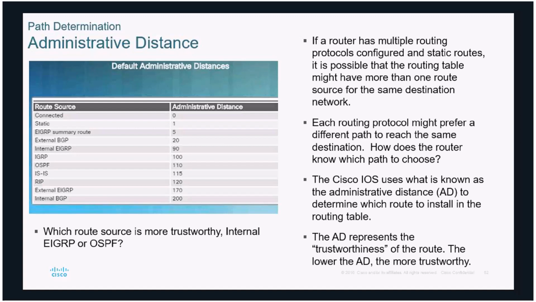OSPF. What comes first, EIGRP or OSPF in the list? The EIGRP summary route comes first, then OSPF, but then EIGRP is here and here. External EIGRP comes later, but OSPF is midway in the table. So EIGRP is more reliable. It has many more Cisco proprietary things and more controls on it.